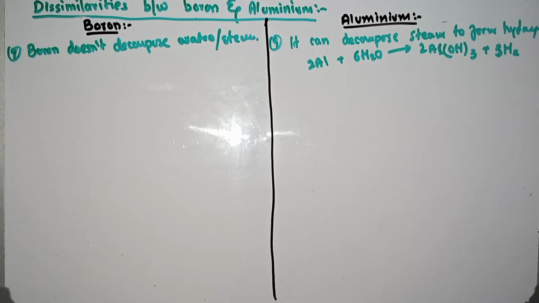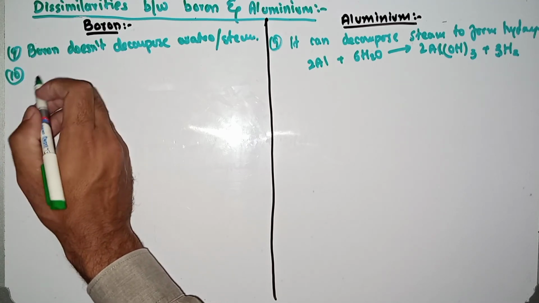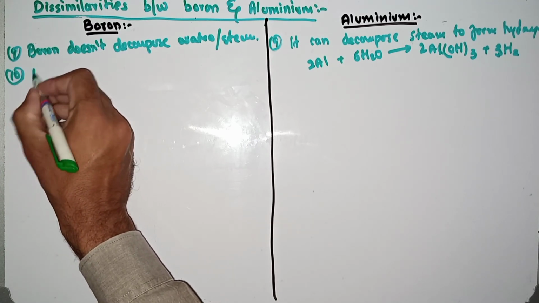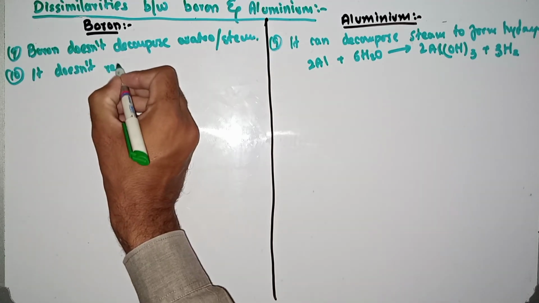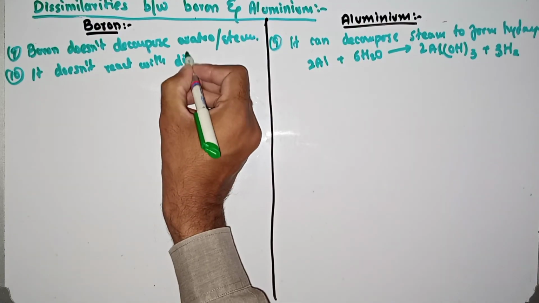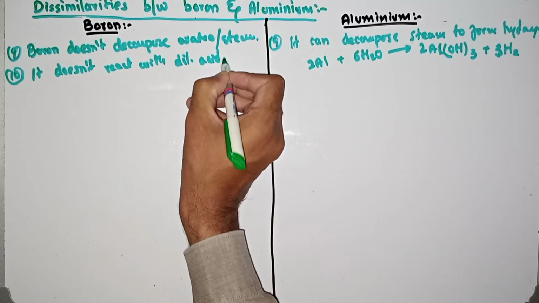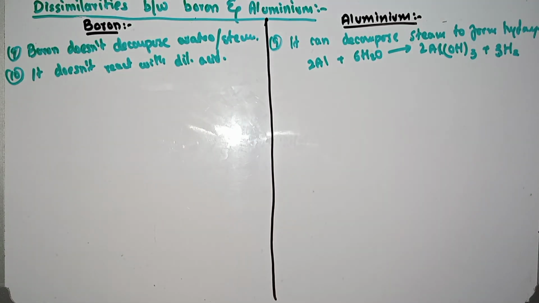Similarly, boron doesn't react with dilute acids. Dilute acid means, for example, HCl or H2SO4.